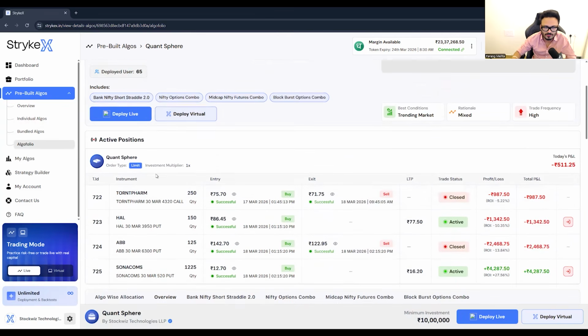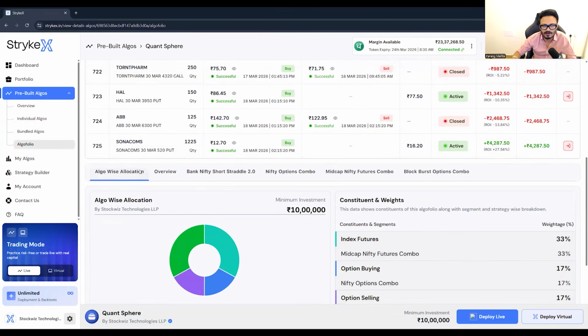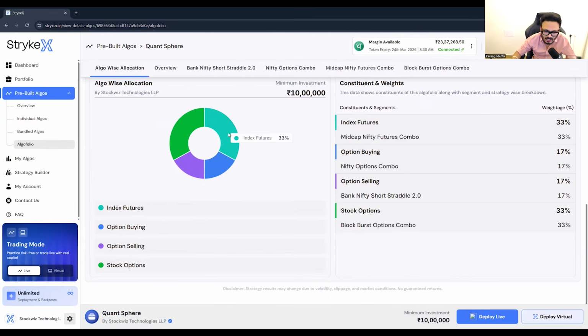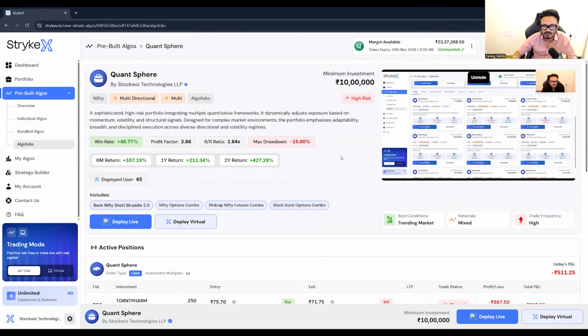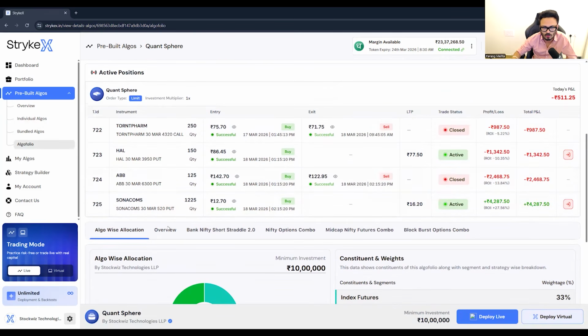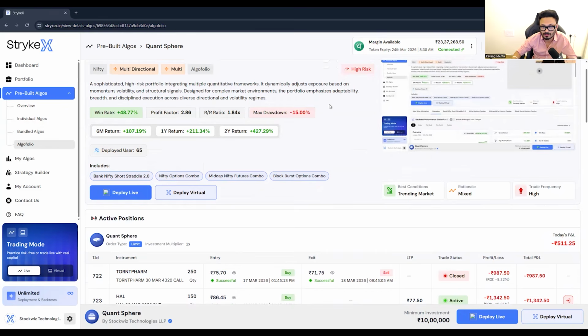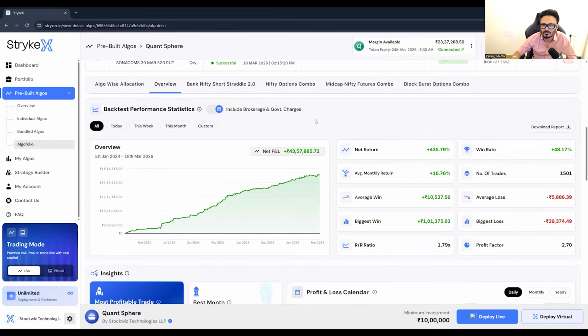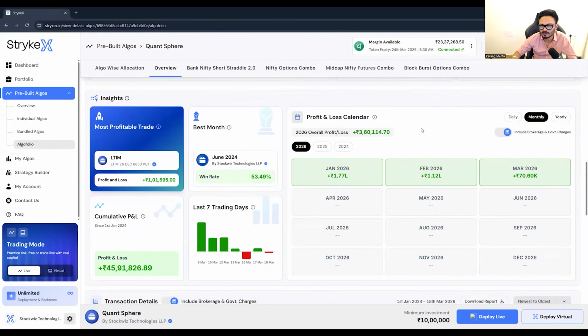So if I go to QuantSphere and you go to algo wise allocation, you will see 33% money is going to go in index futures, 17% in option buying, 17% in option selling, and 33% in stock options. So you can see the bifurcation here. So it's like a diversified base of strategy. And if you want to see the results, just go to overview. And the minimum investment for this is like 10 lakhs. So if you go and check out the monthly return, so on a 10 lakh capital, it made about 17% in January, 11% in February, almost made 7% in March.